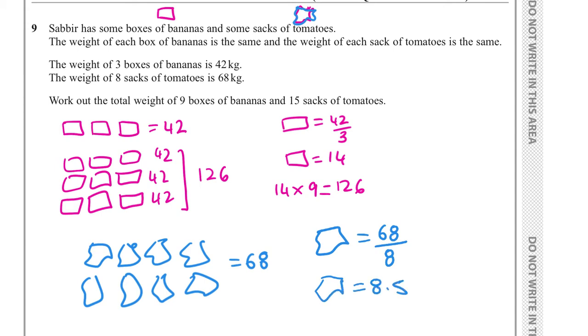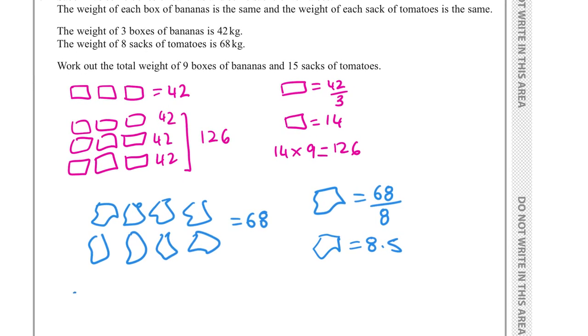How many do we need to find? 15. So if I know 1 is 8.5, how am I going to find 15? I'm not going to draw 15, but imagine I did. 15 times 8.5 is 127.5. So now we know what 15 sacks are. 15 sacks of tomatoes is 127.5. 9 boxes of bananas is 126.